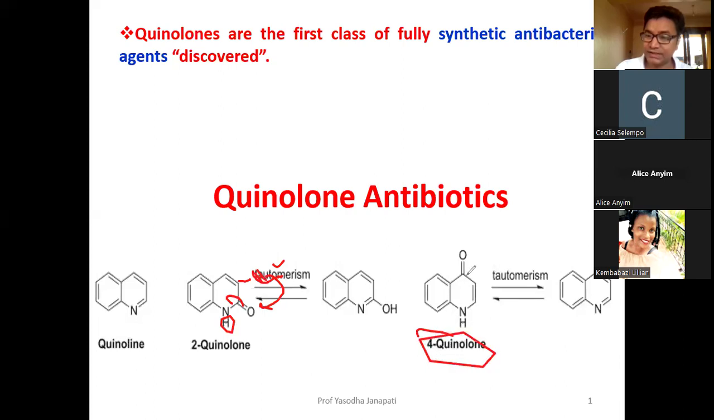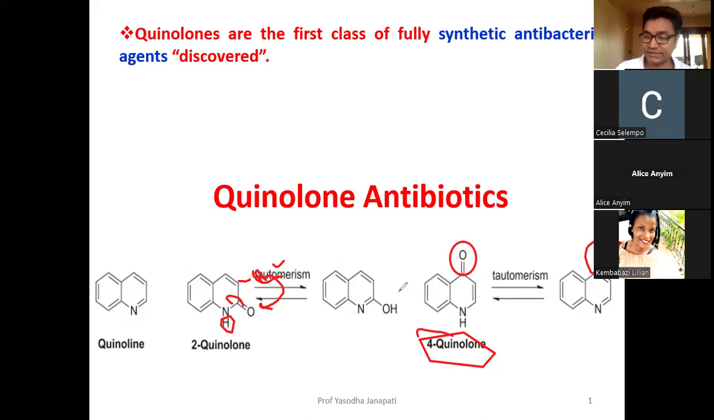In the same way, there are also 4-quinolones. That means a double bond keto group is present at the 4th position. Now, our drugs, quinolone antibiotics, have a keto group at the 4th position. It also undergoes tautomerism and forms 4-hydroxyquinoline.